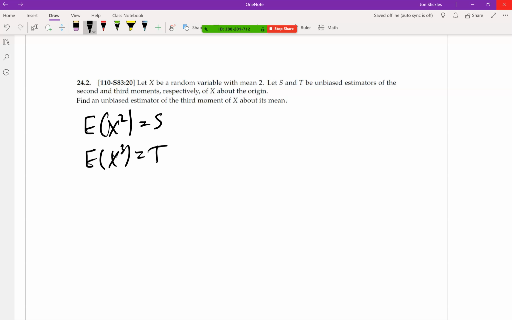This one wants an unbiased estimator of the third moment about its mean. Well, we're told that the mean is 2, so we're asked to figure out what is the expected value of x minus 2 cubed. So we want a statistic that ends up equaling this. This is a lot of words for something that's not all that hard in this particular case, because all this means is the third moment about its mean means I'm just going to do x minus the mean and cube it.